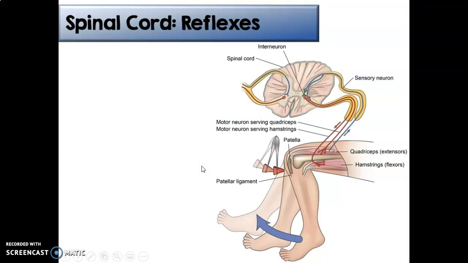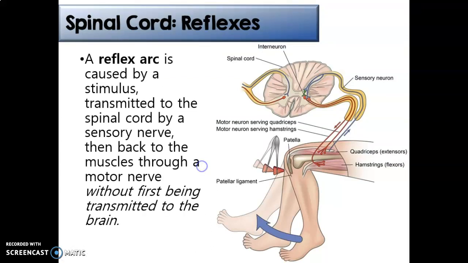Let's talk about our reflexes real quick. A reflex arc is caused by a stimulus transmitted to the spinal cord by a sensory nerve, then back to the muscles through a motor nerve without first being transmitted to the brain. There are two examples I want to bring up. First is when you were a kid, they checked your reflexes with the little hammer that you can see in this illustration to the right.